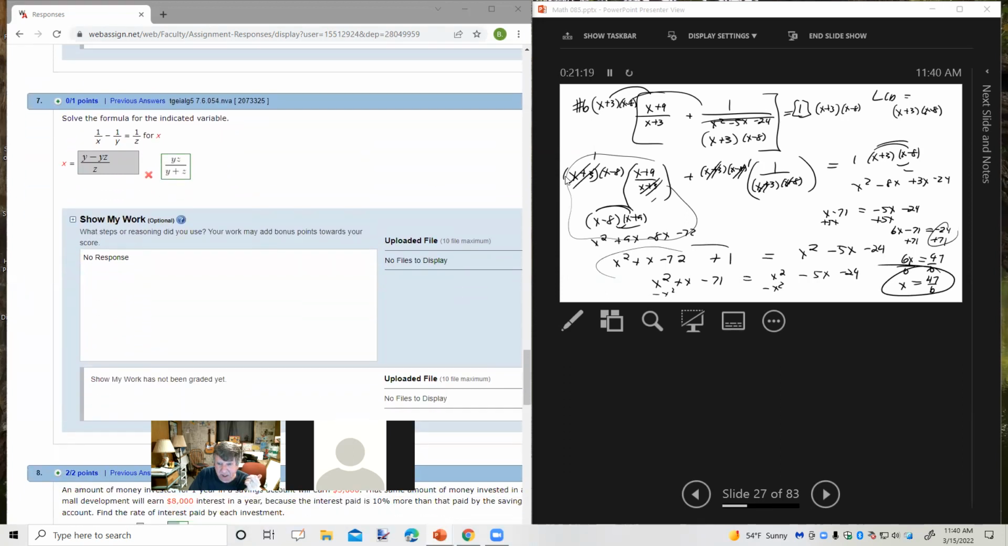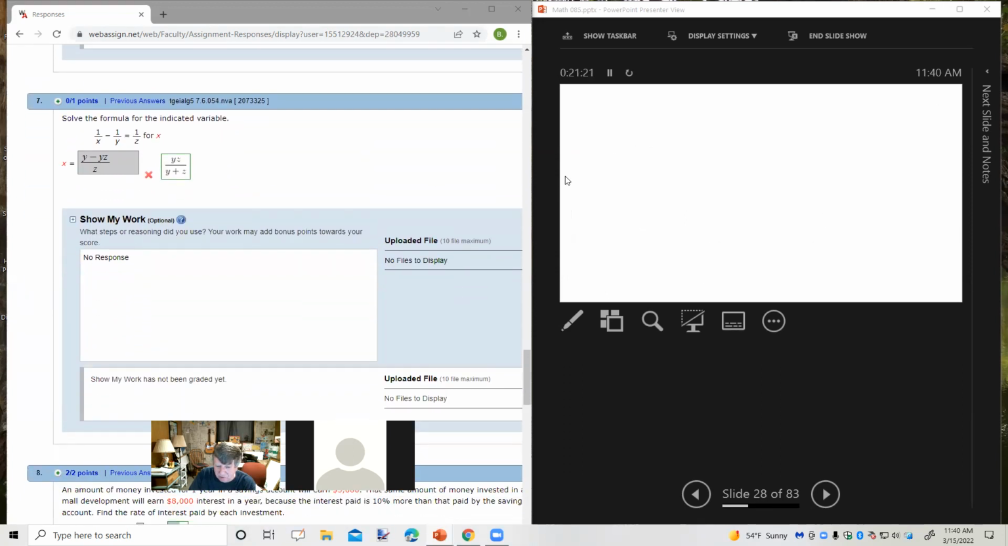Okay, and again, as I say, I'll just keep going along with Lindsay here unless somebody wants to look at something else, and then we'll look at that as well. So here's number 7. Solve the formula for the indicated variable: 1 over x minus 1 over y equals 1 over z. Solve for x.